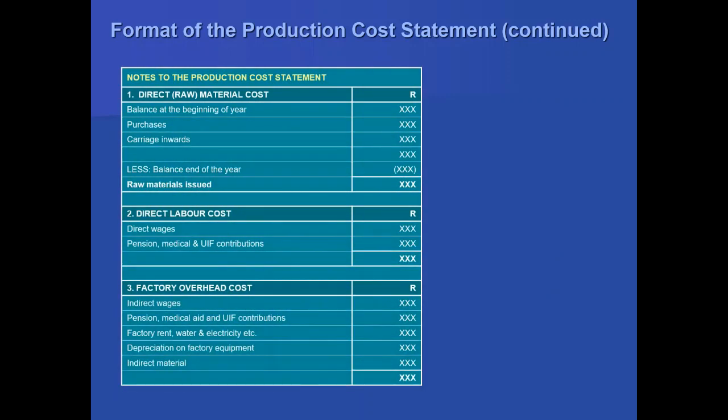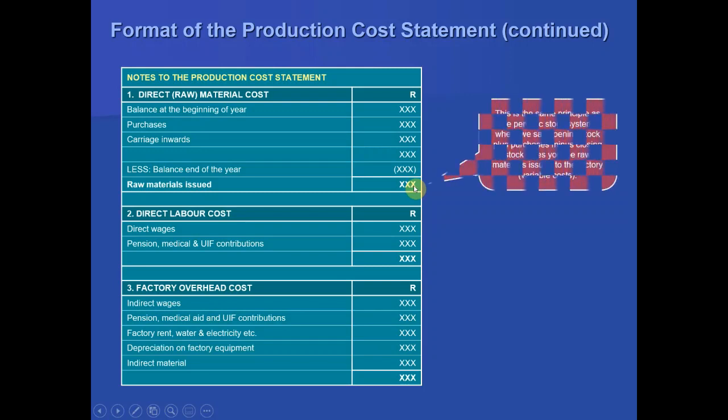So now, as I indicated previously in the notes, a lot of the work is in there. So we know we have the direct material cost account. There the structure is, we start with the balance at the beginning of the year for the direct material costs, we add the purchases, we add the carriages, we get the subtotal, then we subtract the balance of the raw material at the end of the year, in other words that which we did not use, to get the raw materials that we actually issued during the year.